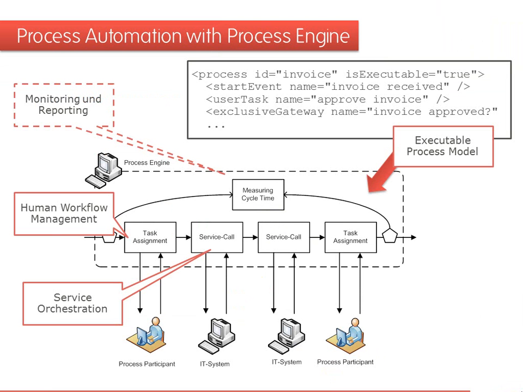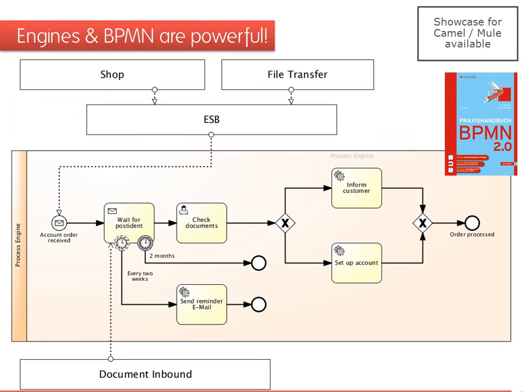This process model is not only a picture, it's an XML in the background, a BPMN2 XML. This can be interpreted by the process engine, so it basically can keep track of the human workflow management, these kind of task lists, or service orchestration, so it can basically call some service automatically, and maybe I can even report some cycle times or whatever.